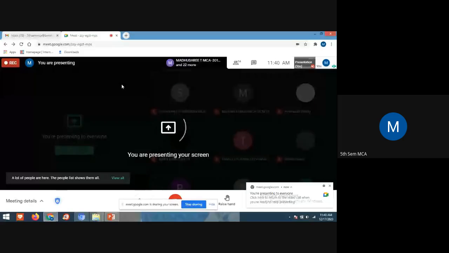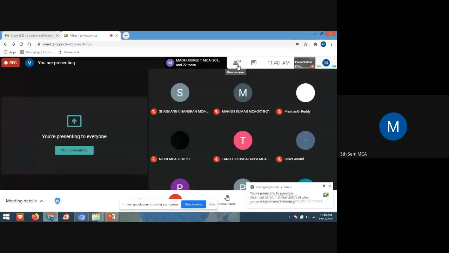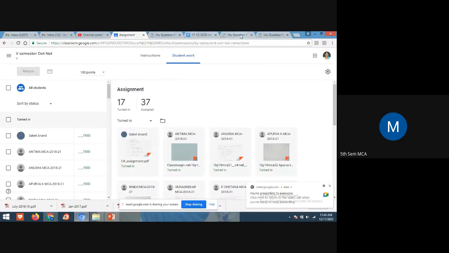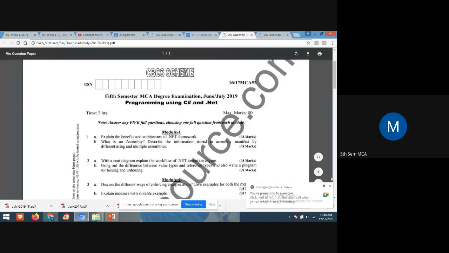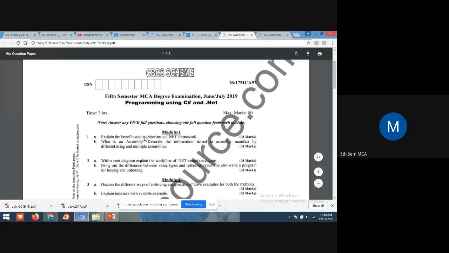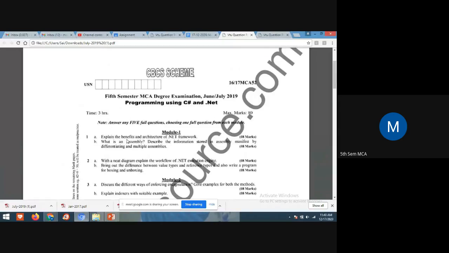Yes, students, I have given enough time. Only few students have submitted. So we'll discuss the question paper. So this is the previous year question paper. Explain the benefits and architecture of .NET framework. This is the 2016-17 syllabus question paper.